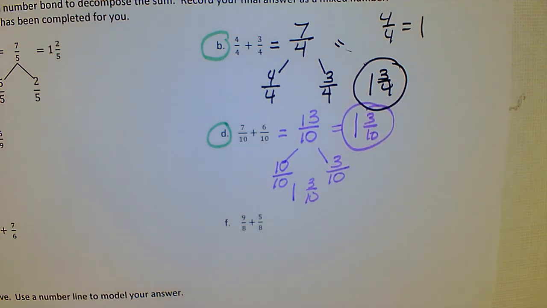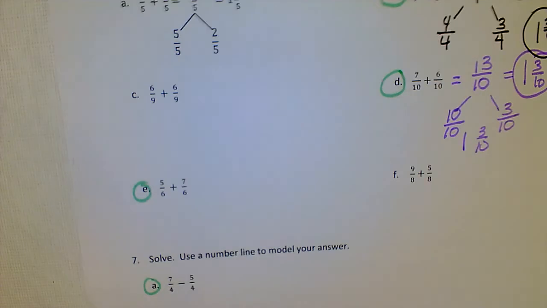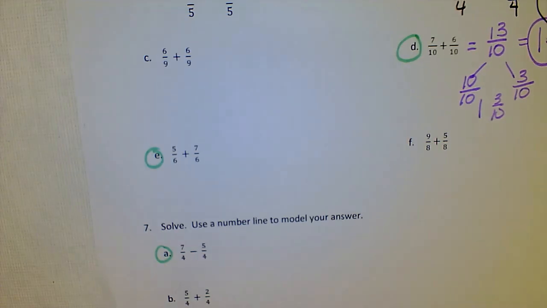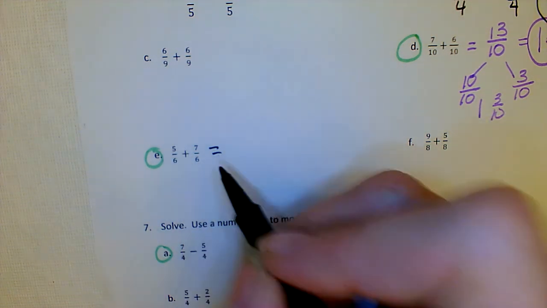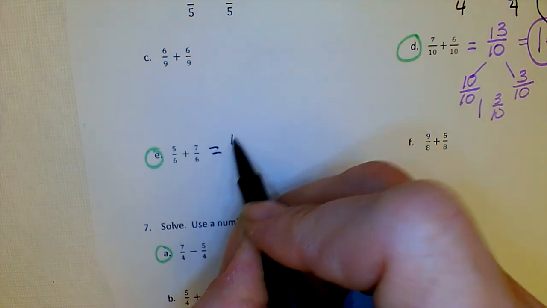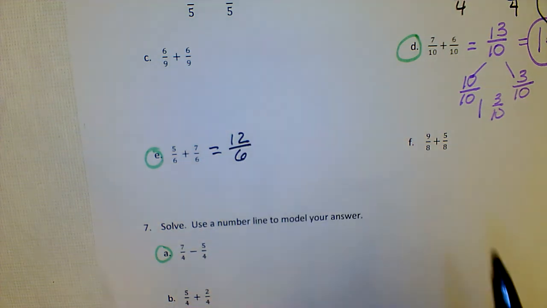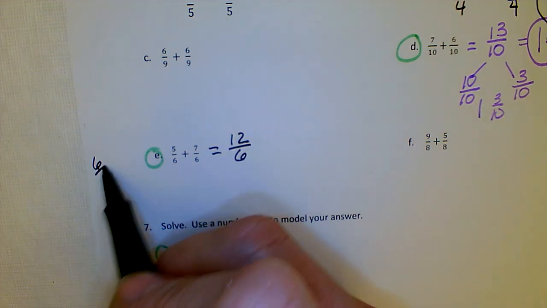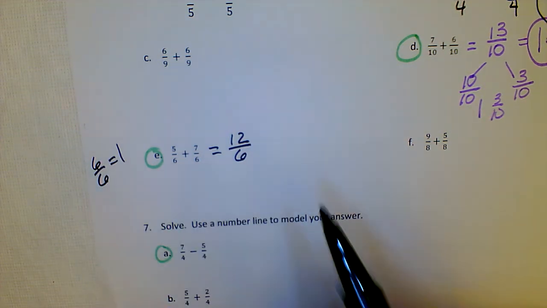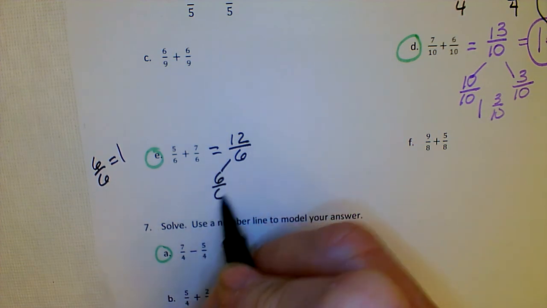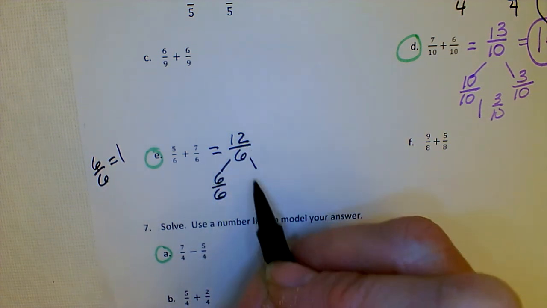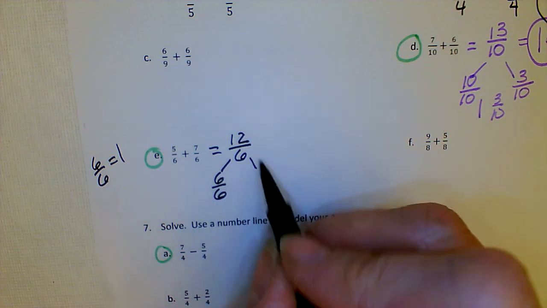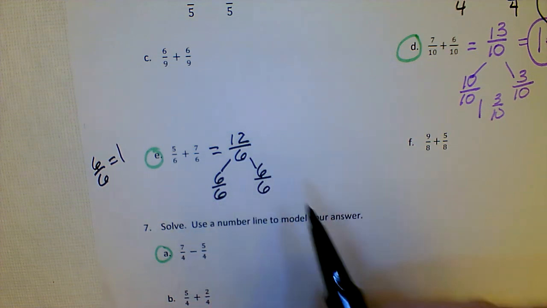Okay, so I wanted to do problem E with you, or letter E I should say, because it's really interesting. It's a little different. So here we have 5/6 plus 7/6. So 5 of those pieces plus 7 of them should give me 12 of those sized pieces, and they're sixths. Well, I know that 6/6 is equal to 1. So let's pull out 6/6 and see what we have left. So if I do 12 of those pieces and I put 6 of them here, what will I have left? Left tells me subtract. 12 minus 6 is 6/6.